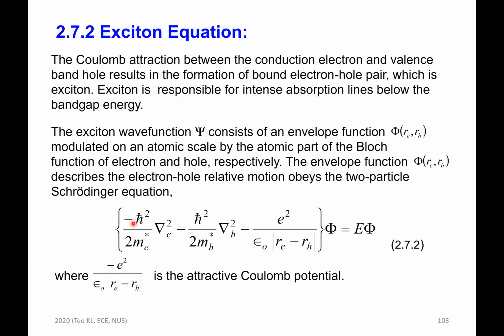So if you look at the Schrödinger equation, there is the kinetic energy of the electron, the kinetic energy of the hole, and then you need to add the Coulomb attraction term. This is the wave function, and this is the energy of the exciton itself. So you have to solve this Schrödinger equation.